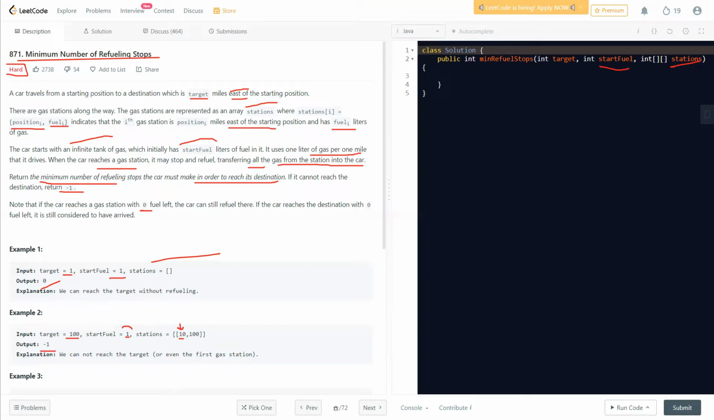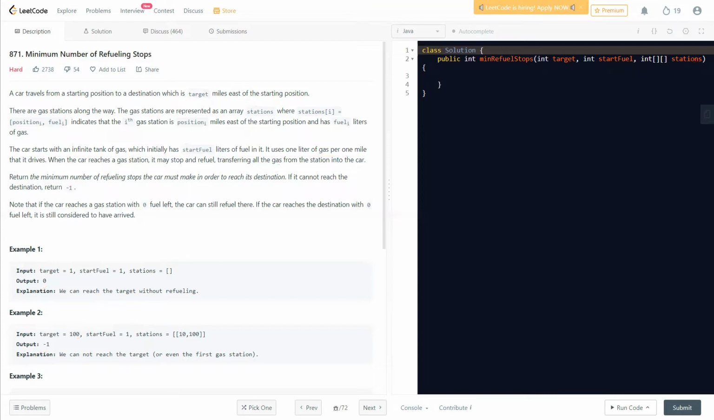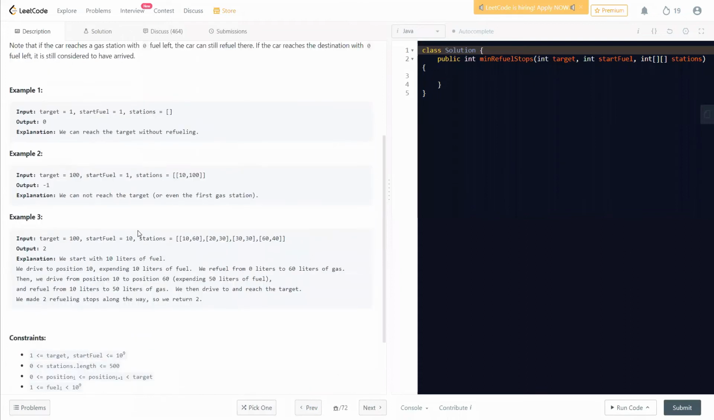Fine. Now, the third example gives us more or less the idea we need to look ahead to. So let's see that once. The third one says we need to reach a target of 100. Great. And we're starting with an initial fuel of 10. So we know that initially we can reach at most 10 miles.